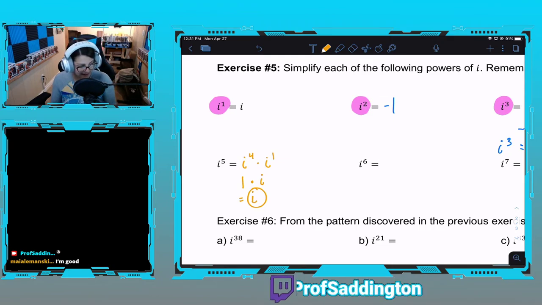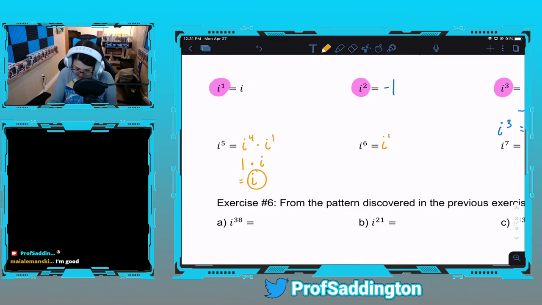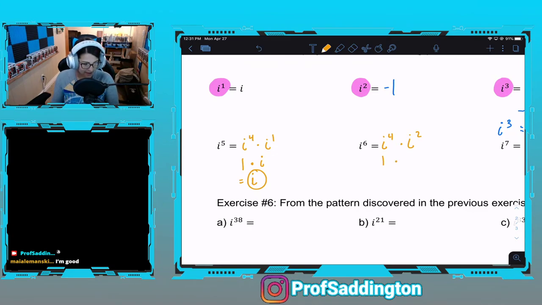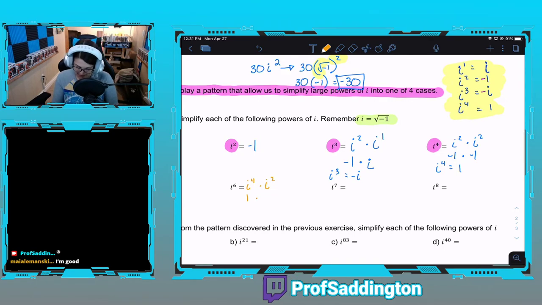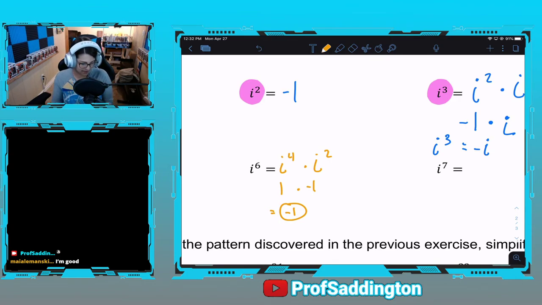i to the 6th is equal to i to the 4th times i squared. So remember, same base, just add your exponents. That's all I'm doing there. i to the 4th we know is 1. i squared, if we don't remember, we can always look back up here at our handy dandy chart, is negative 1. So therefore, i to the 6th is equal to negative 1. It's nothing too shabby, right?